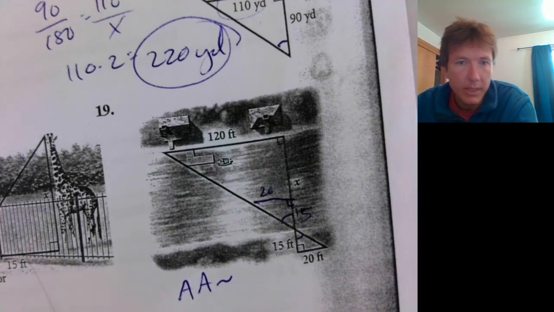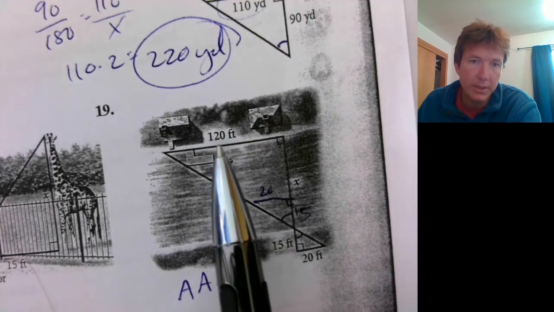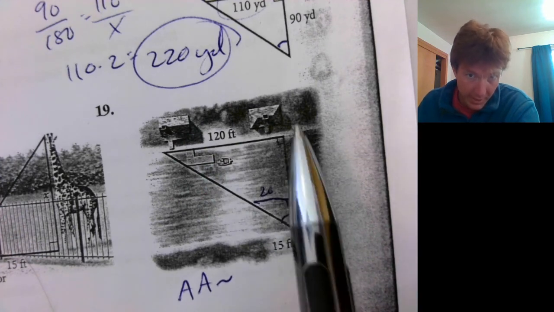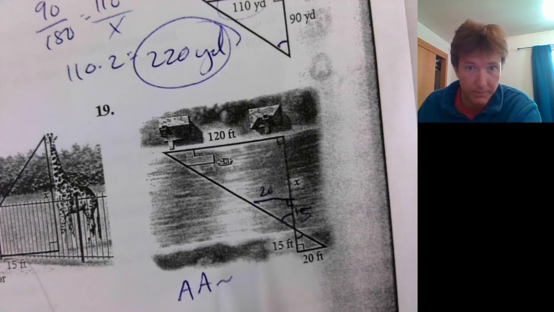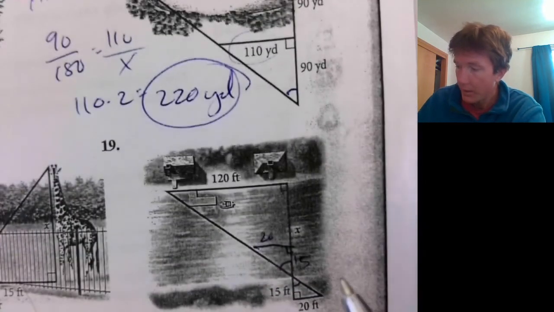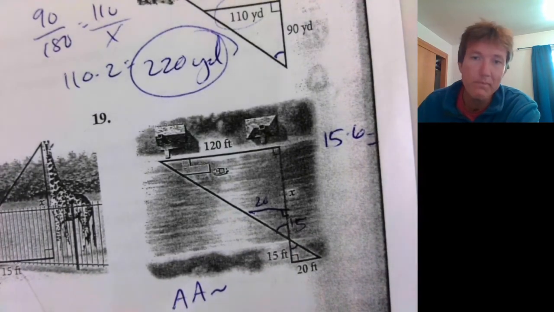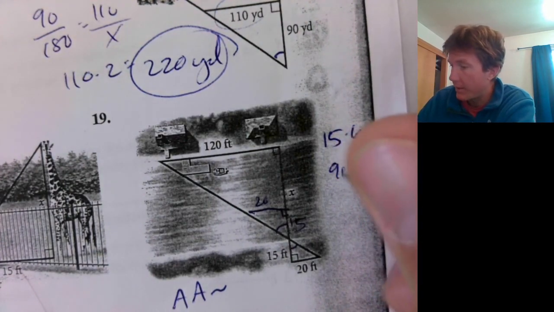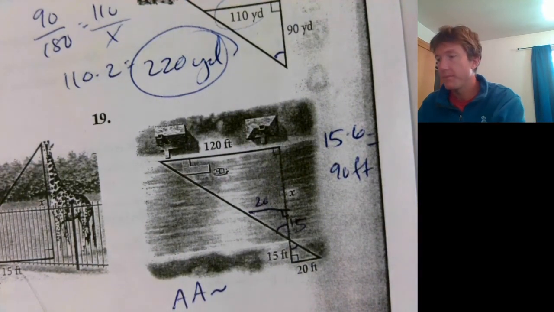So I know that this length is 120, this length is 20. So this length is 6 times that of 20. 20 times 6 is 120. That means that x would be 6 times the length of 15. So you can find the distance of your river. So using similar triangles, all I need to do is 15 times 6. And I'll get 90. So my answer is 90 feet. That's how far across the river is. Pretty cool use of triangles here.